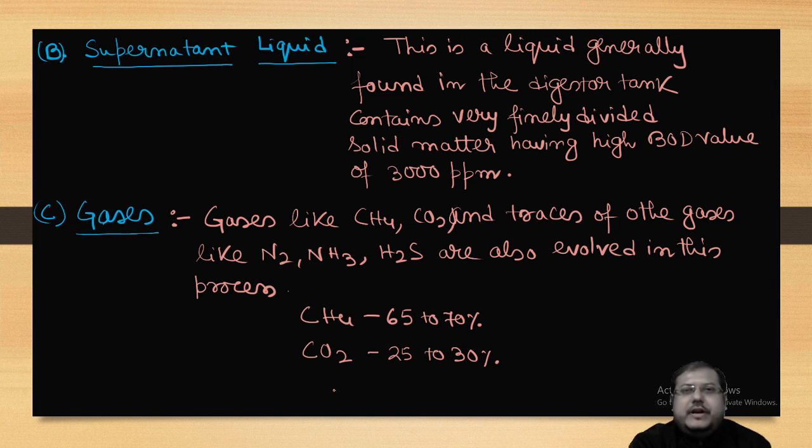And supernatant liquid is the liquid generally found in the digester tank, contains very finely divided solid matter having high BOD value of 3000 ppm. So three components, जो पूरा स्लाज है तीनों कंपोनेंट में टूट जाएगा. एक है डाइजेस्टेड सॉलिड्स, एक है लिक्विड एंड देयर द गैसेस कमिंग आउट ऑफ डिकम्पोजिशन प्रोसेस.